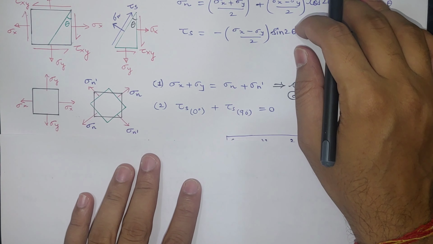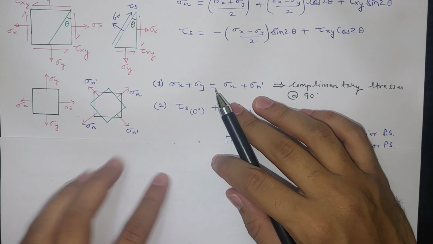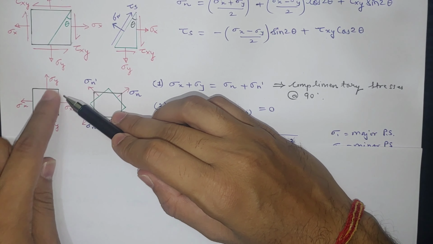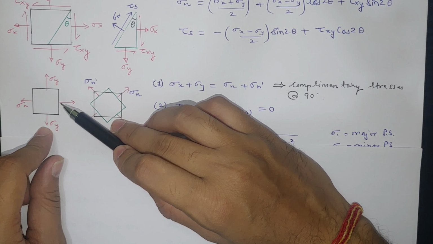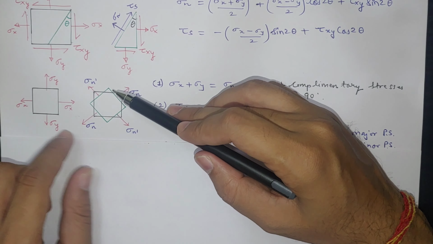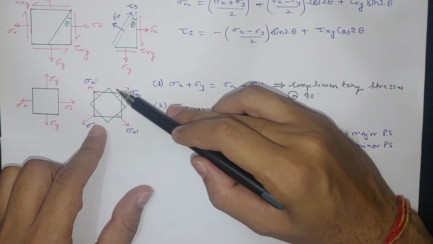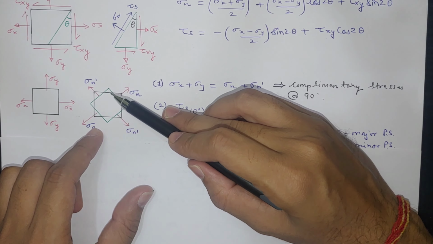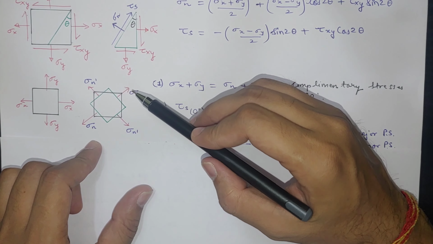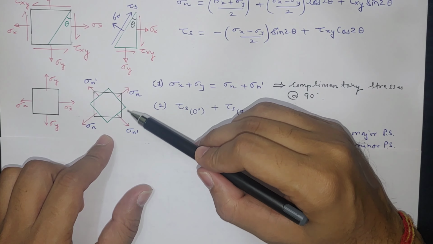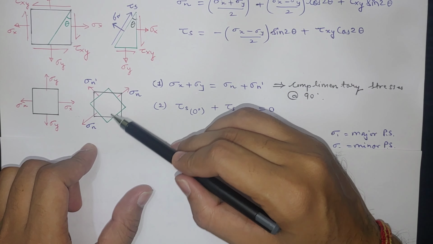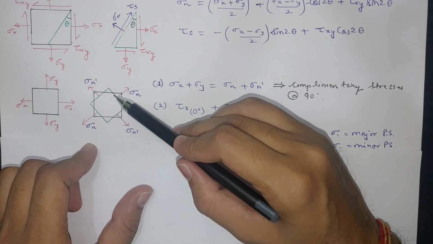Now we will look at the complementary stress. Here, if you see, sigma x, sigma y are both acting on our element. If we rotate it by some angle, this green color I have rotated, this black color I have rotated, and we got this green color. Now let us assume that sigma n normal is acting on this surface, and on the perpendicular surface sigma n dash is acting.